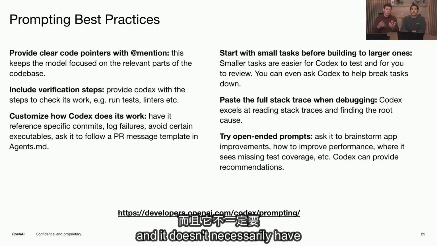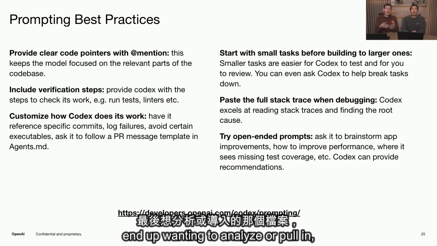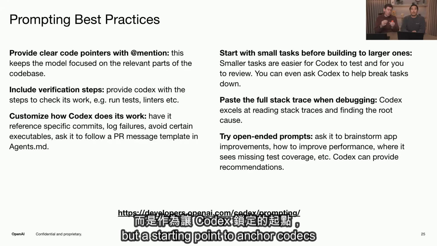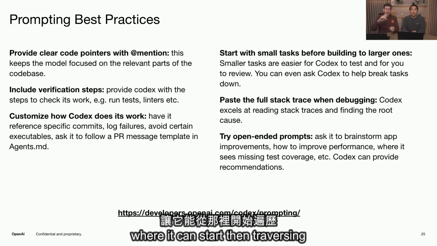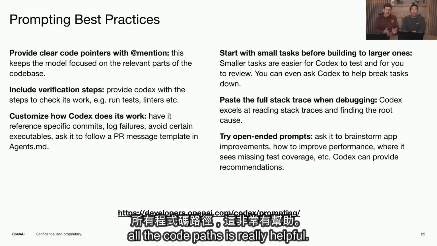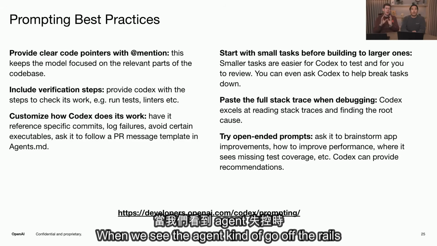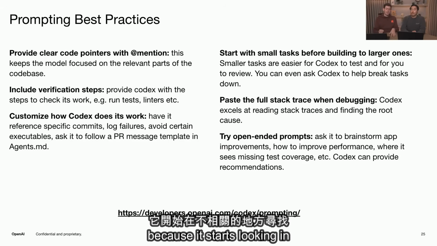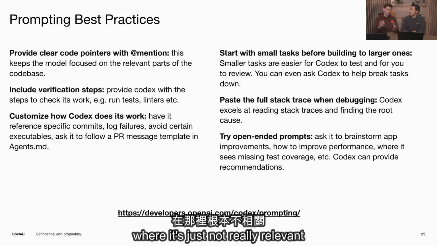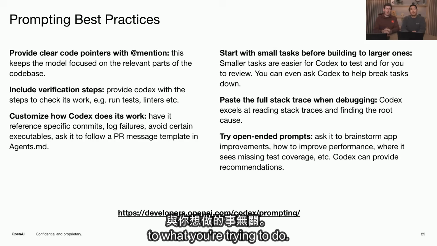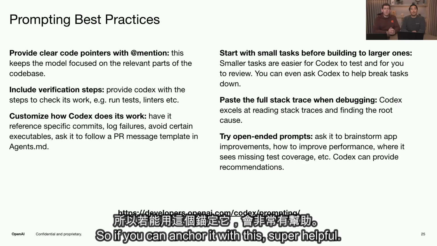I use this a lot, and it doesn't necessarily have to be the file that you end up wanting to analyze or pull in, but a starting point to anchor Codex where it can start then traversing all the code paths is really helpful. When we see the agent go off the rails, a lot of times it's because it starts looking in a part of the code base that's just not really relevant to what you're trying to do. So if you can anchor it with this, super helpful.